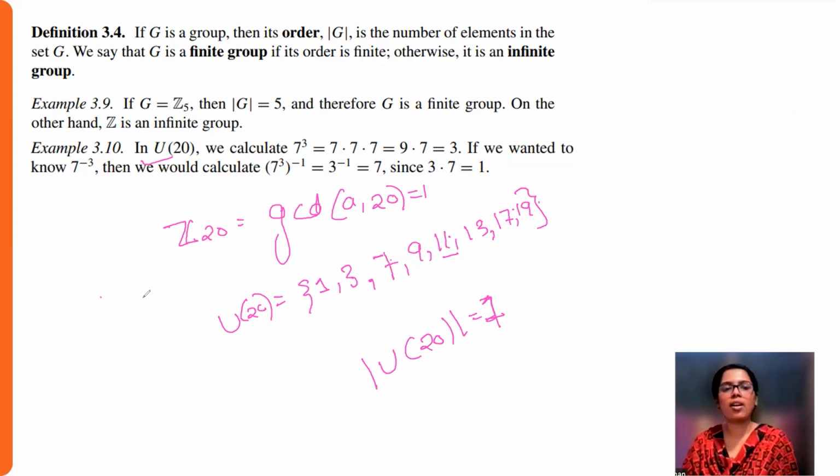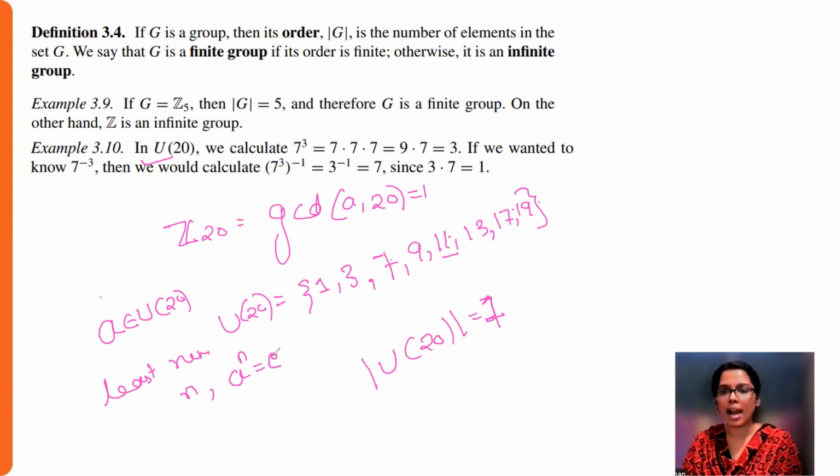But second, say A belongs to U20 and you want to find the order of the element. We find the least possible number n such that A to the power n is equal to the identity, right? E is also known as the identity. Now suppose this element 7 belongs to U20 and we want to find the order of 7. We start with the smallest number we possibly can. We first find 7 squared, which is 9. Then 7 cubed is 3. Then 7 to the fourth is 1. So the order of 7 is 4. Okay. So this is how we can find the order of an element.